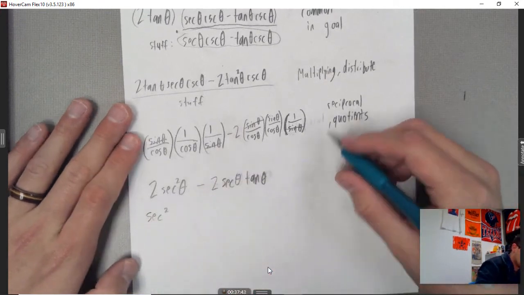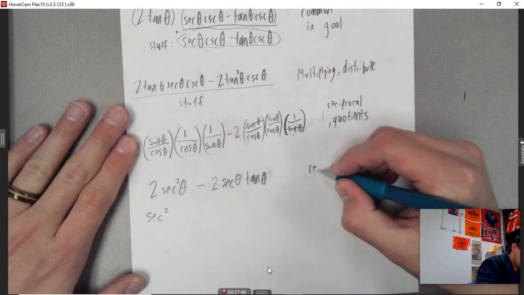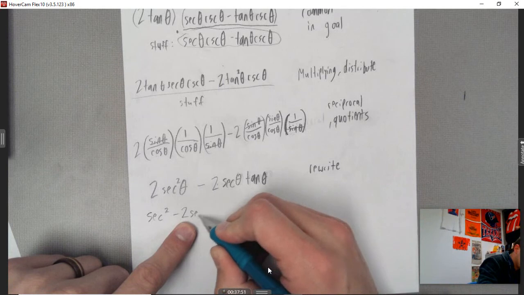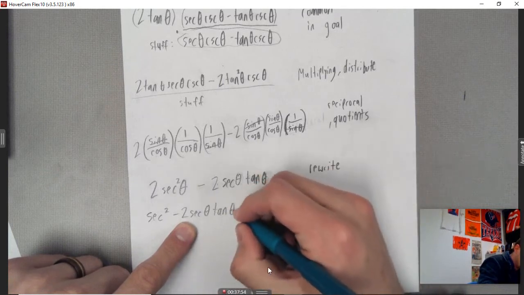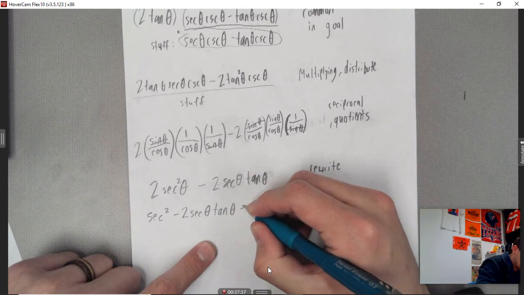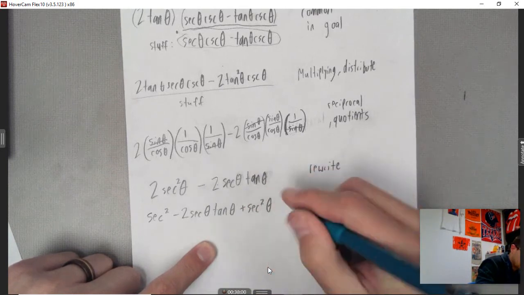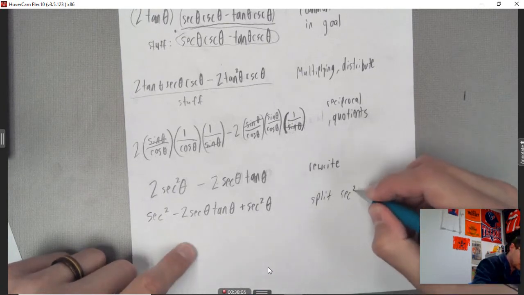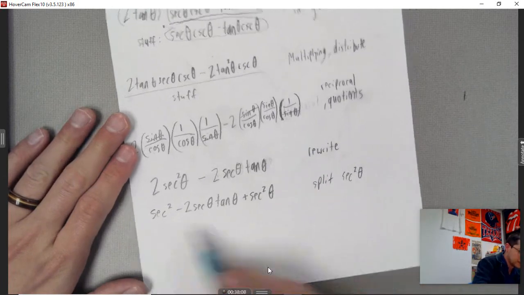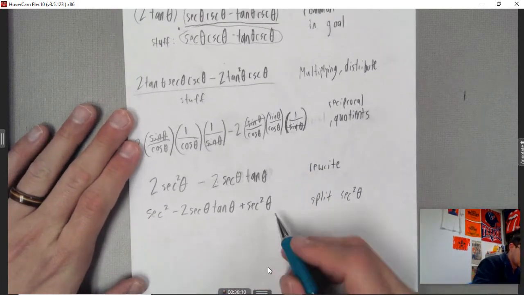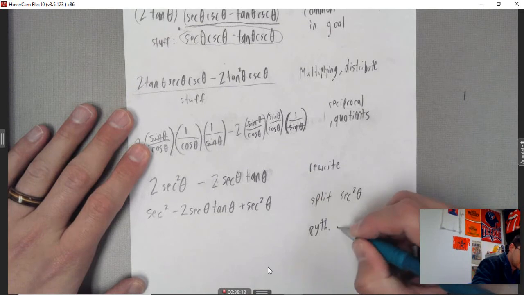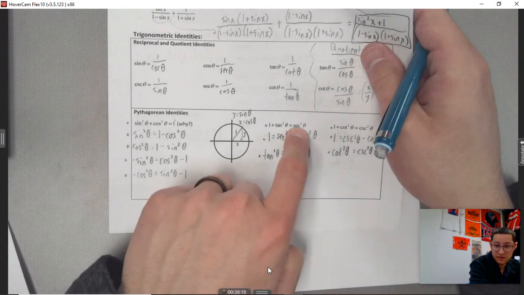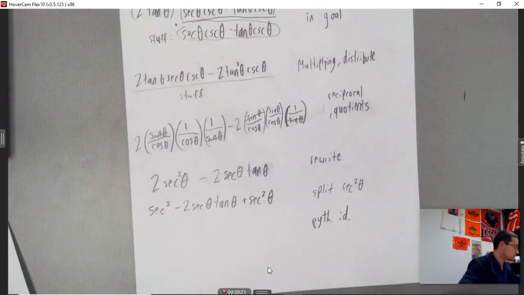What we did here is just rewriting. That's what this was. Rewrite. So we've got secant, minus 2 secant theta, tangent theta, and I'm going to add a secant over here. And again, this is just rewriting. We split the secant theta. Okay, that's what we did here. All right, and then we're going to change that. We're going to use the Pythagorean identity. We're going to change it to secant squared of theta, that's 1 plus tangent squared.